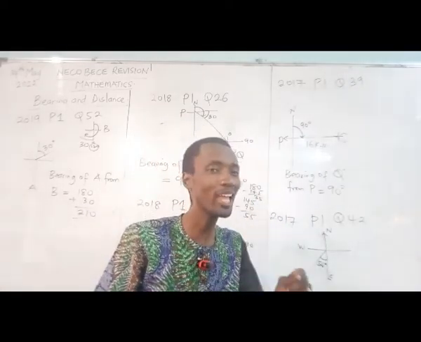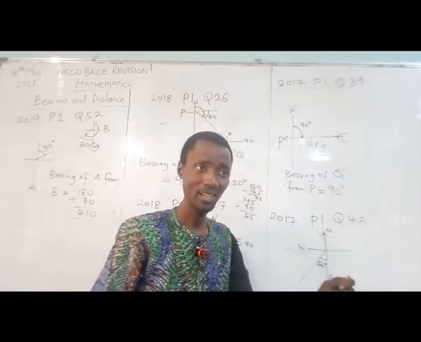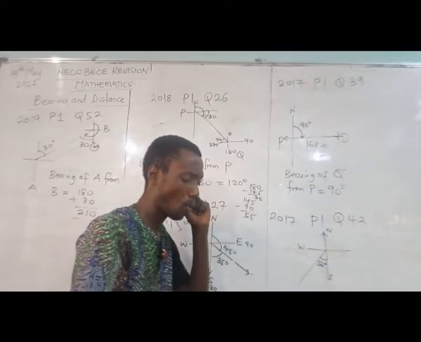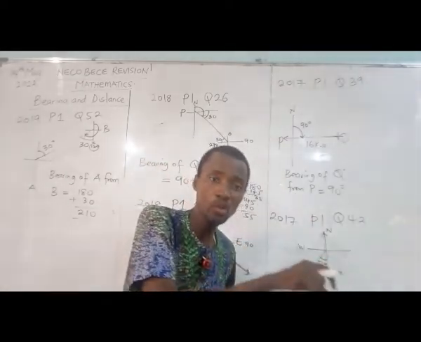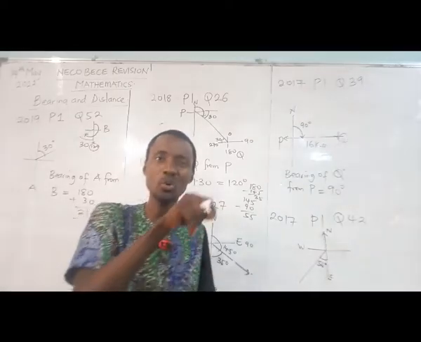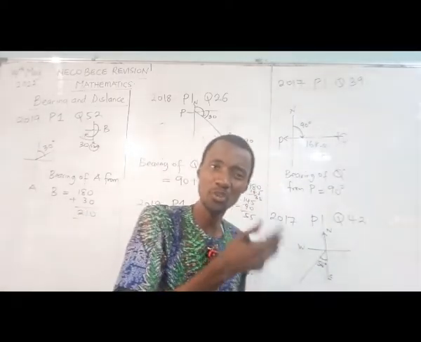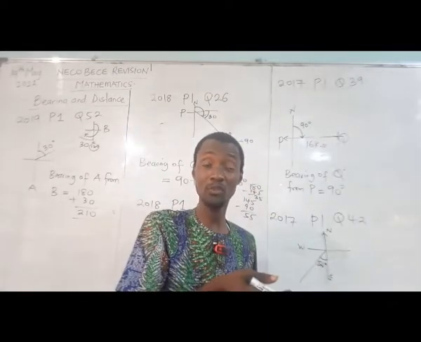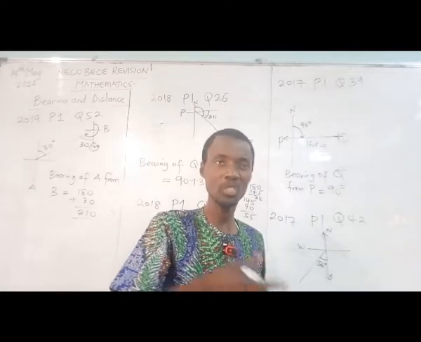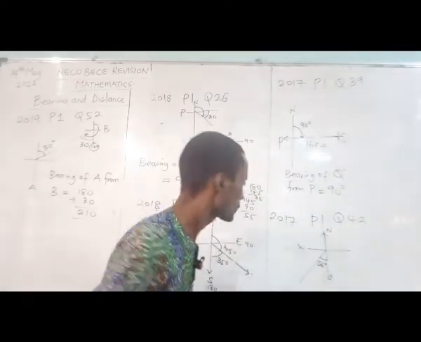Sometimes they may not tell you directly. Once you hear the word equivalent bearing, it means they want you to convert from surveyor to compass, or compass to what? Take note of it. What's another word for surveyor? 3-figure. Then the next one will be compass bearing, which is another type. Please take note of this. Know and be sure of what you are doing.